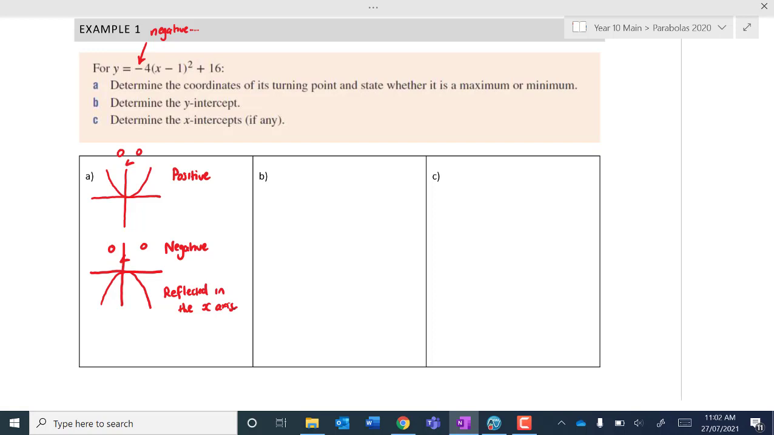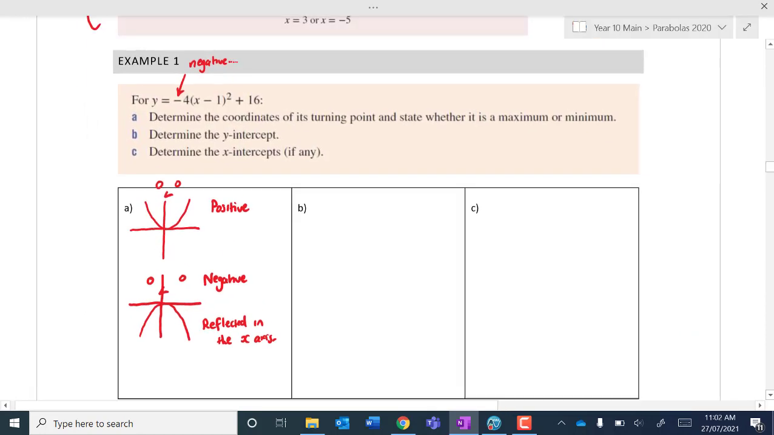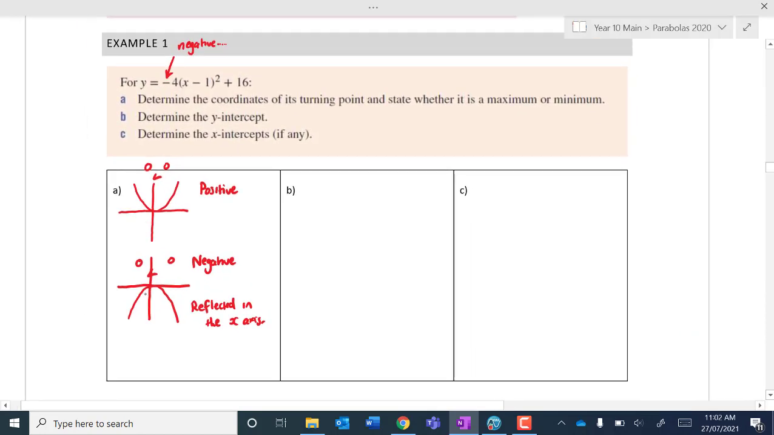Well, first of all, if we have a look at this point, just look at the negative. Can you see here that this negative is going to mean that it's going to be turned around this way, which means it's going to be, what is that? That point there where it turns, is that a minimum or a maximum? Well, hopefully you can see that the highest point is that turning point, so this is going to be a maximum. Now, let's have a look at what the coordinates are.